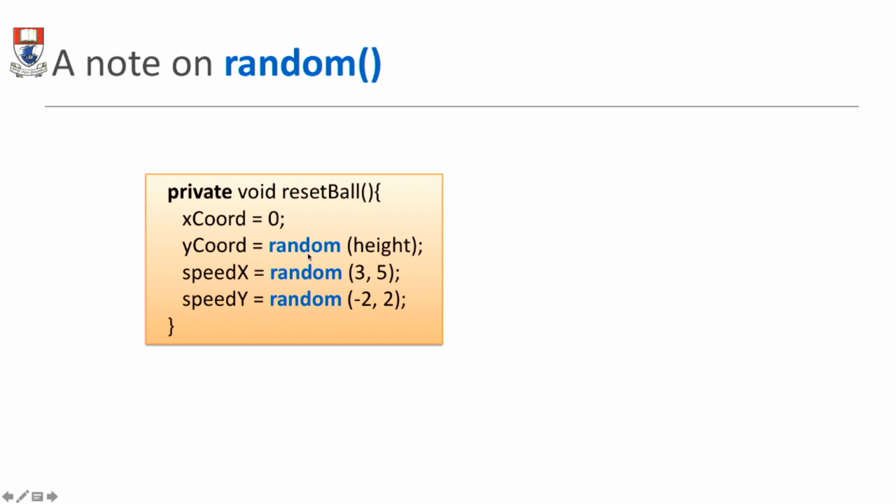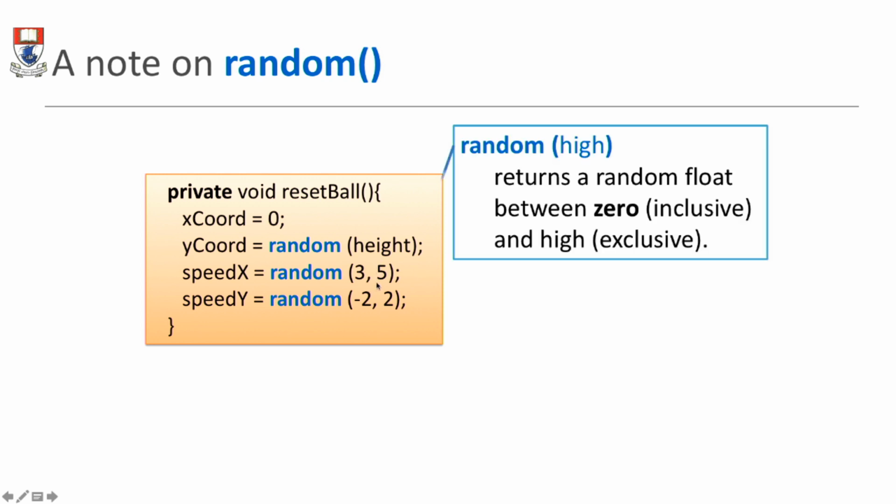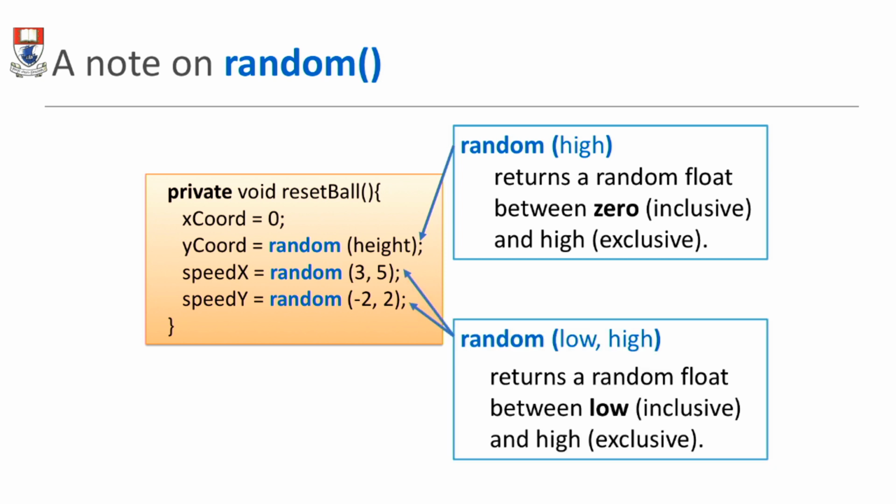The y coordinate is set to some random height, and then speed x is random 3, 5, and speed y is random -2, 2. So we have two different ways of using the random method here. One is we pass in a single number, and the other way is we pass in two numbers. So here's a single number. It returns random float between 0 and high. And here's the second example, which returns a random float between the low number, inclusive, and the high number, exclusive.